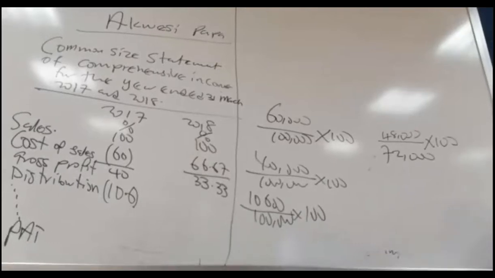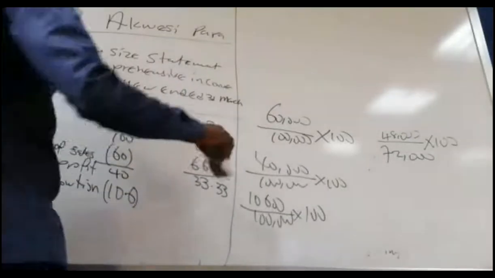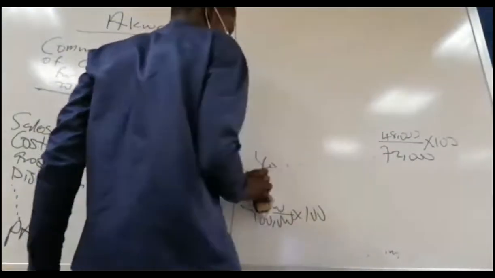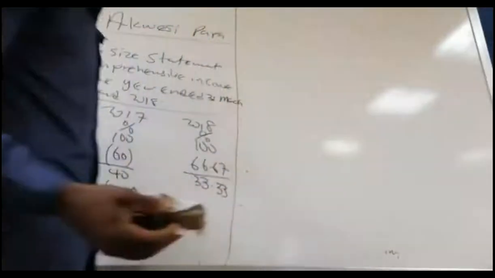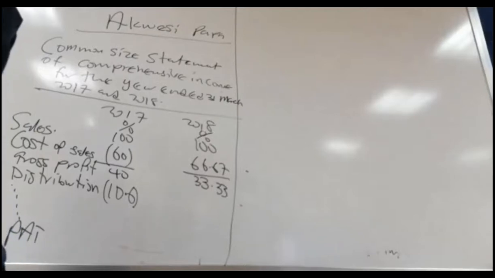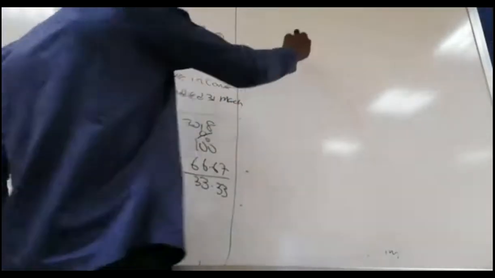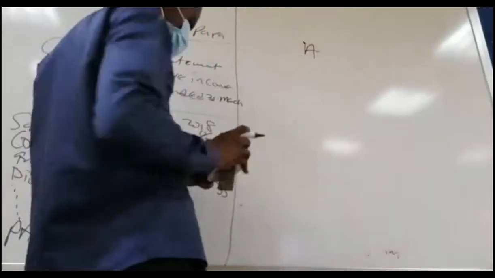Then we go to the statement of financial position. Let's do that one also. That one, the common base is what? Total assets. So all the items, again, we divide by what? Total assets. So when they ask you to prepare a common size statement of financial position, they said common size statement of what? Financial position.